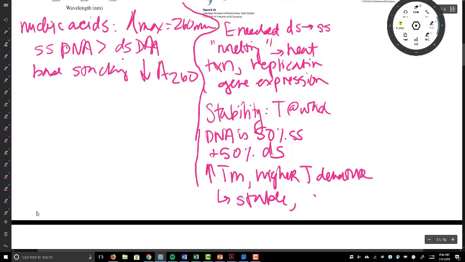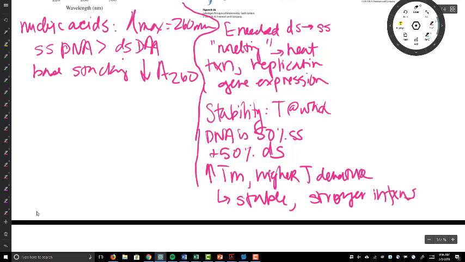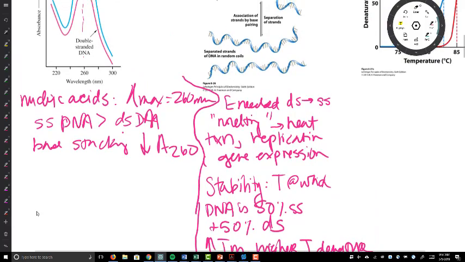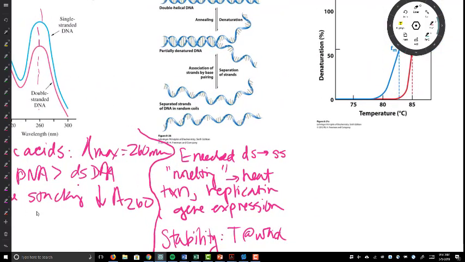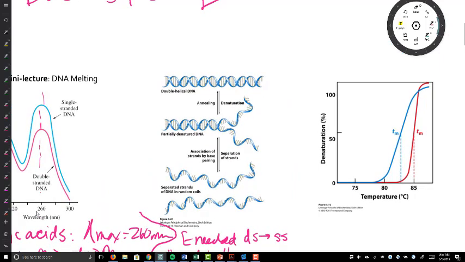So if you have a higher Tm, it takes more energy to break it apart, and it's going to be a more strongly held together piece of DNA because you need to put in more energy in terms of heat to break it apart. So experimentally, how does this work? We can monitor the transition from double-stranded DNA to single-stranded DNA by a decrease in absorbance at 260 nanometers.